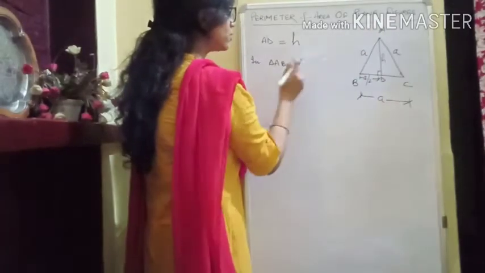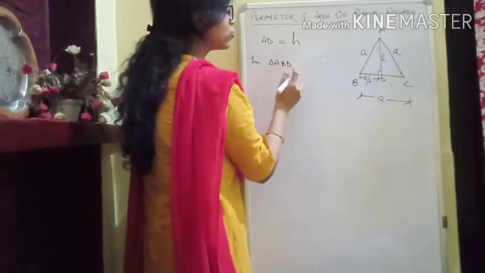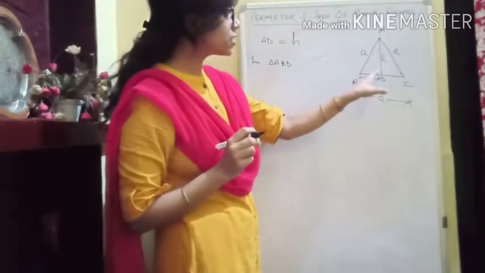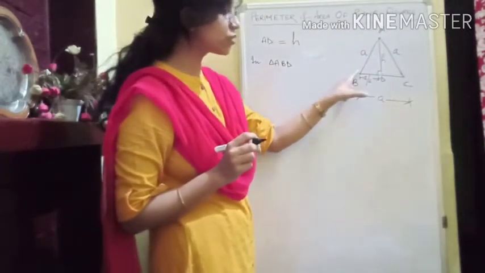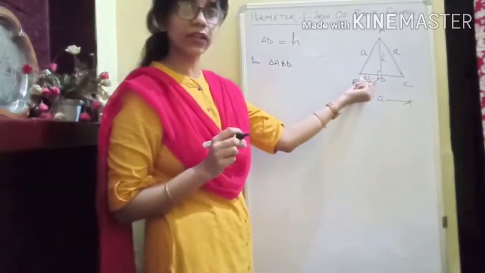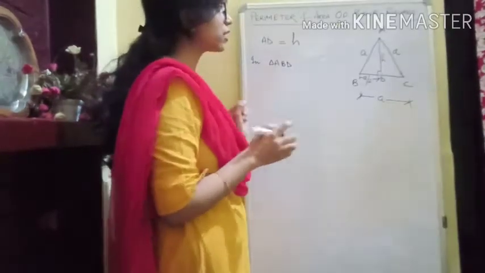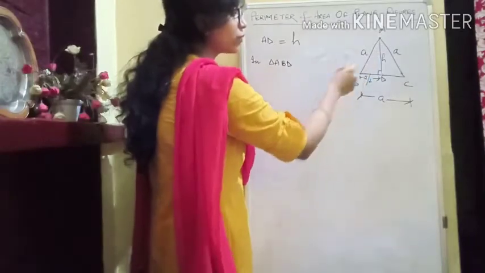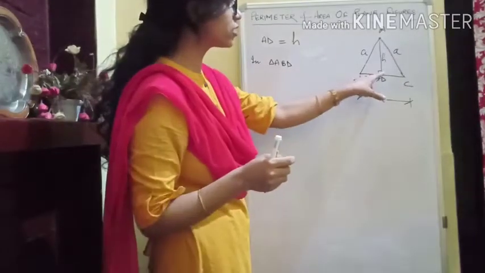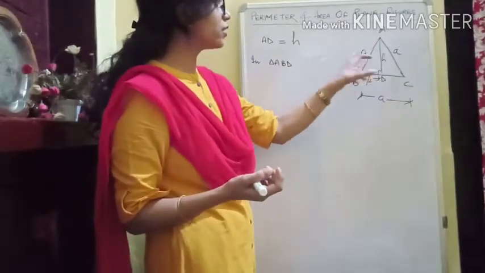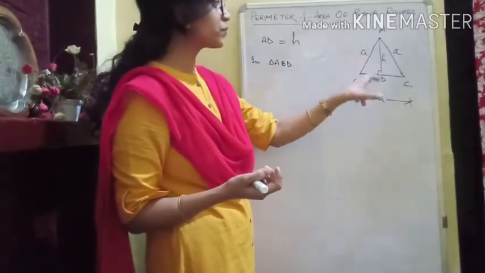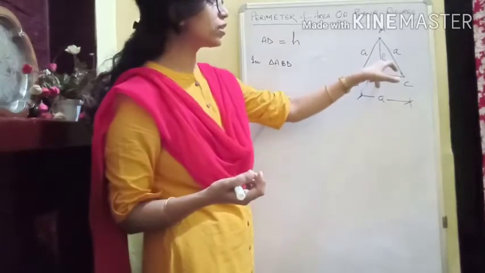In this triangle ABD, in fact, this is also a right angle triangle. That means this is your perpendicular and this is your base. Your base is only a by 2. And this surely will be your hypotenuse, as any side which is in front of 90 degrees will be your hypotenuse. So here in this triangle, the hypotenuse is a, base is a by 2 and perpendicular is h.